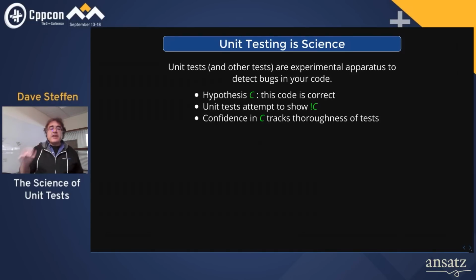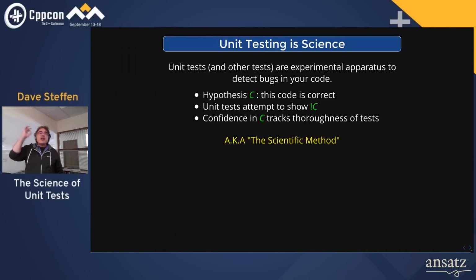What you're doing is making a falsifiable hypothesis, call it C, that this code is correct. You then write unit tests and attempt to show that it's wrong. Go find the bugs, all right? Your confidence that C is true tracks the thoroughness of the test you've used to try to prove it false. This is the scientific method as understood by modern philosophy, okay?